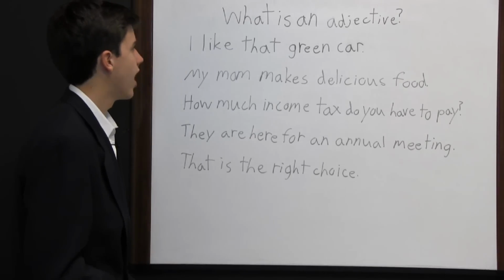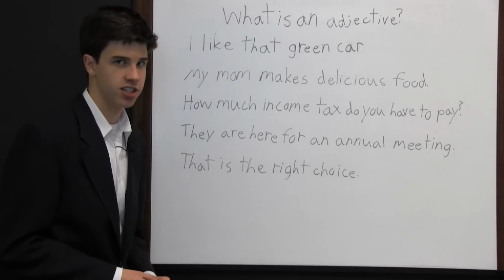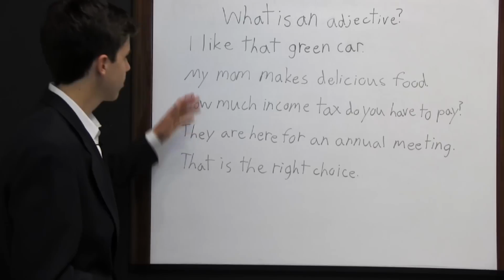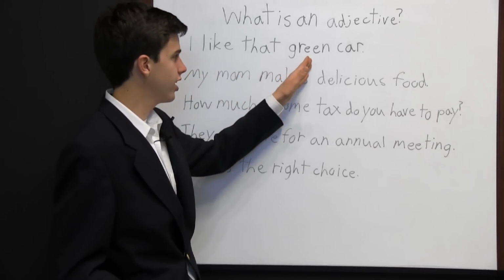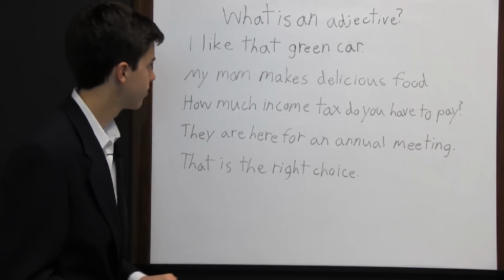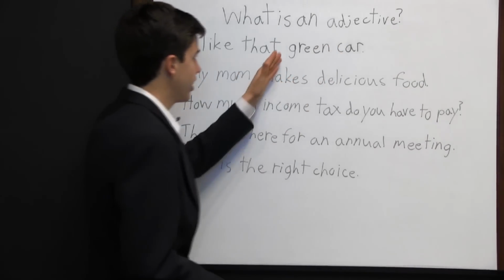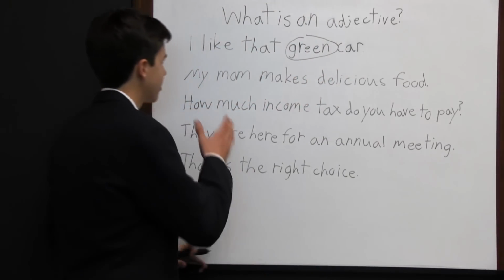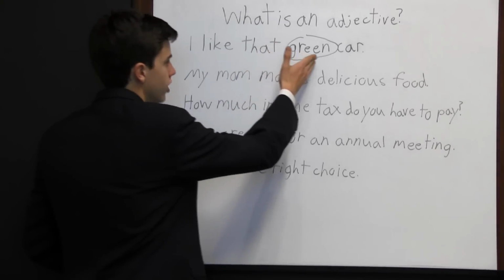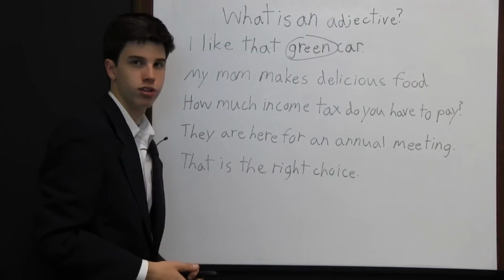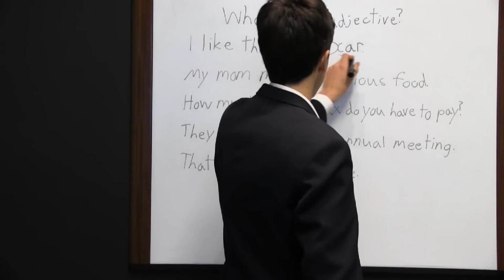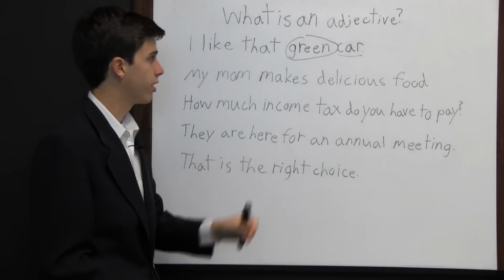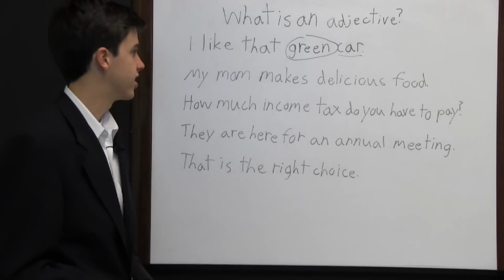So in order to identify the adjective in this sentence, we're looking for a word that is describing another word. So if we look through this sentence, we notice that green car is in this sentence. And you can quickly realize that green is the adjective in this sentence. Why? Because green can't stand alone in this sentence. Green must be modifying or describing car. It's saying, I like that car that is green. Green is describing what kind of car is there.